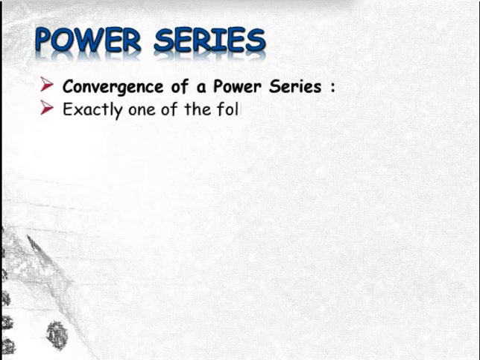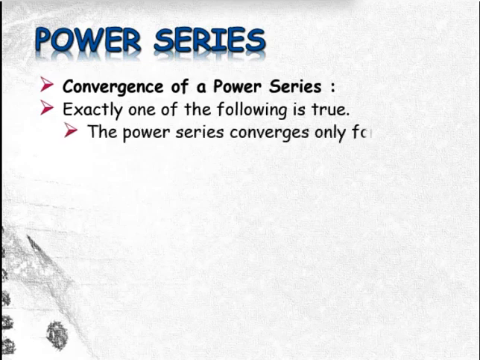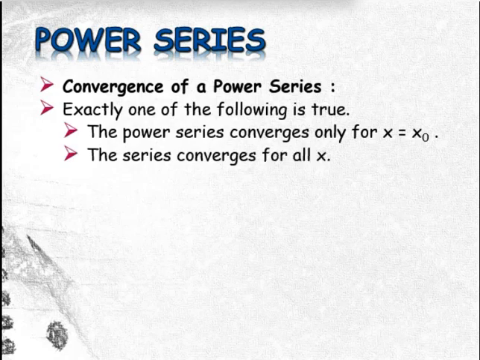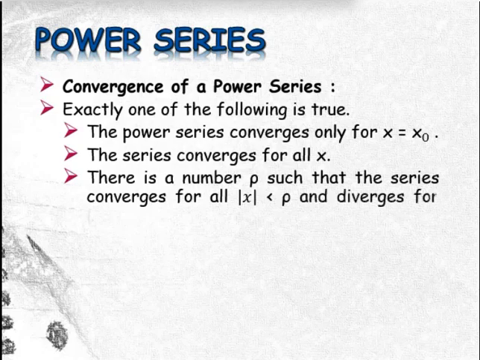So let us conclude based on the three examples. Convergence of power series: exactly one of the following must be true. First, the power series converges only for x equals x sub 0. The second, the series converges for all x. And the third, there is a number rho such that the series converges for all x less than rho and diverges for all x greater than rho. It may converge or diverge at the endpoints x equals rho.